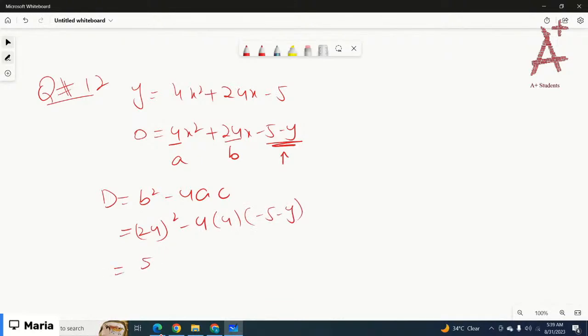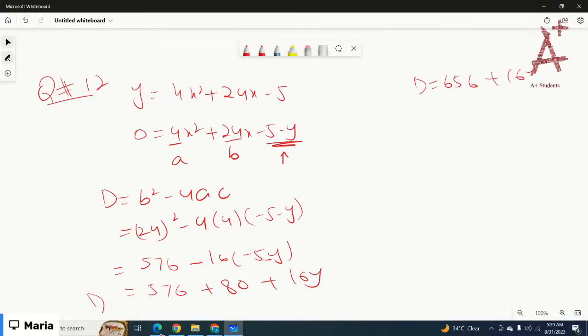24 square is 576 minus 16 times negative 5 minus y. So it would be 576 minus 16 times 5 is plus 80 and plus 16y. So 576 plus 80, D equals 656 plus 16y.